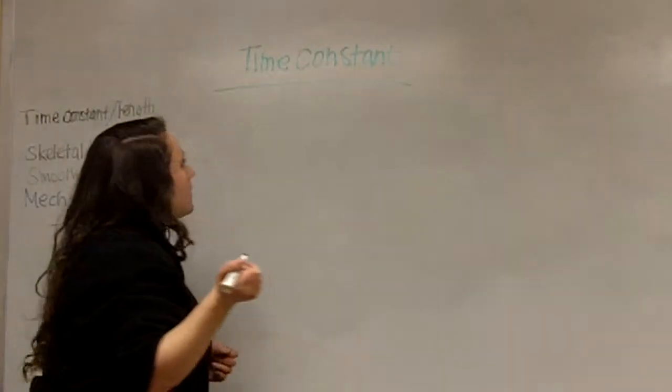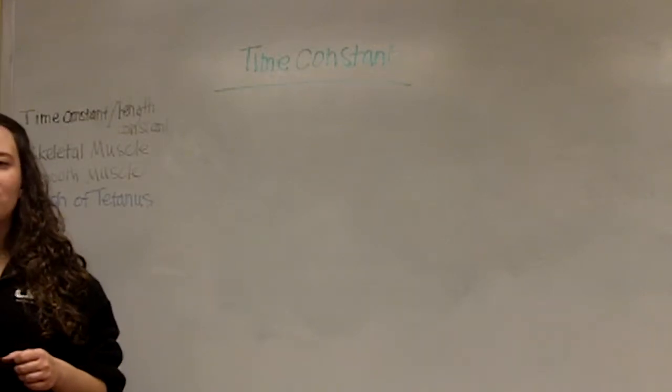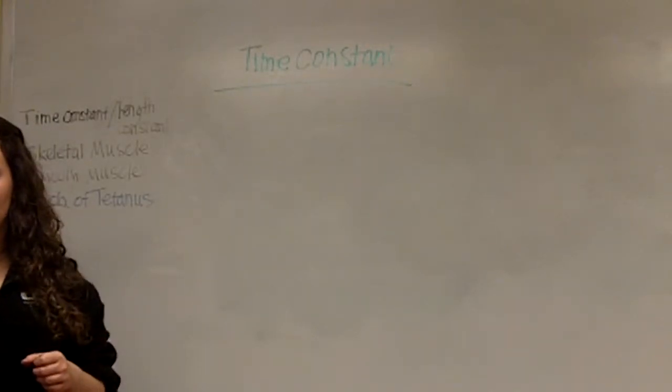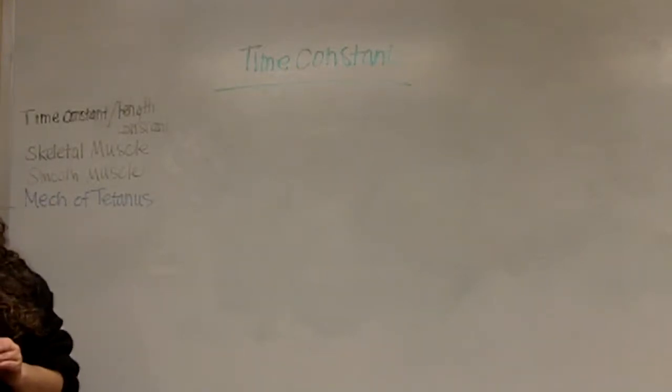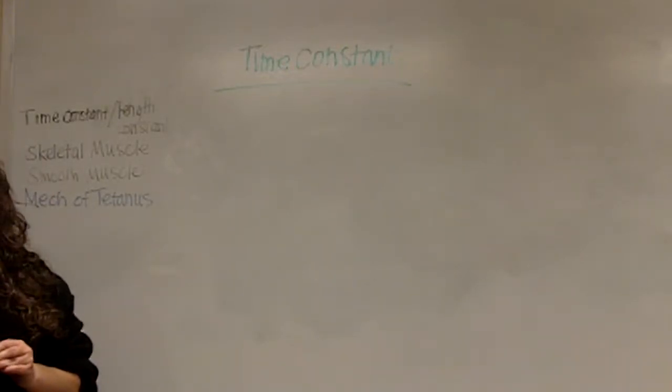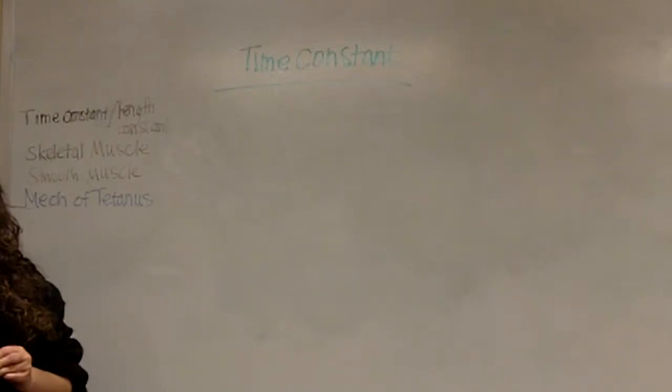Time constant and length constant are going to affect your conduction velocity, or how fast your action potential moves down the axon. But they're going to affect it in different ways. So it affects the speed of the action potential, but in different ways? Mm-hmm. Okay.